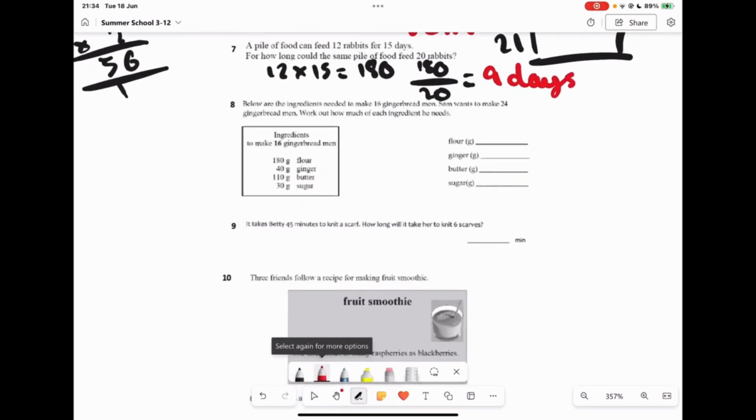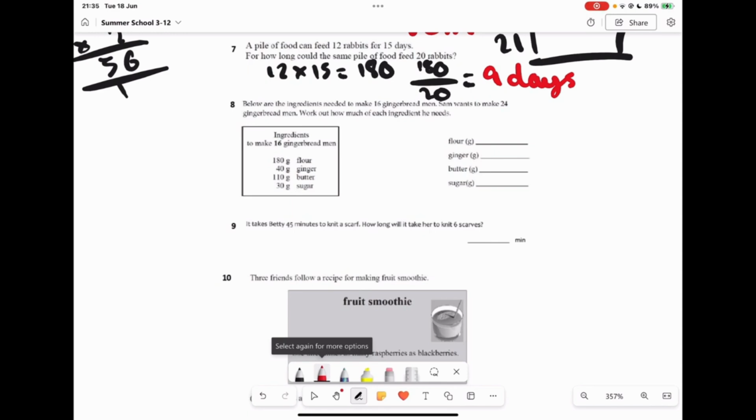Okay, question 8. Below are the ingredients needed to make 16 gingerbread men, and Sam wants to make 24. Work out how much of each ingredient is needed. So what we can do is find how many of the ingredients are needed to make 1 gingerbread man, and then multiply that back by 24. Or we can do another scale. It could be dividing by 4 and then times it by 6, or anything else.